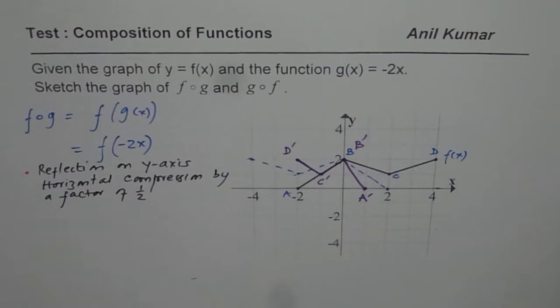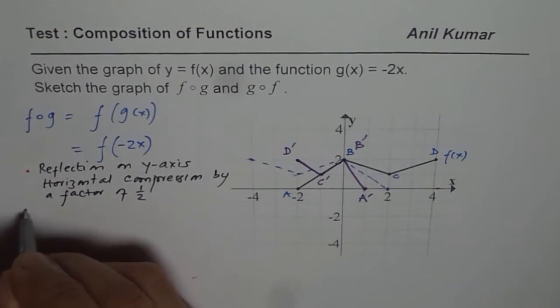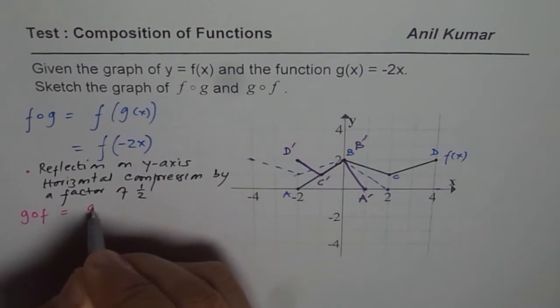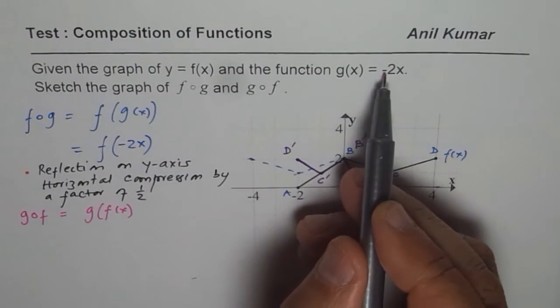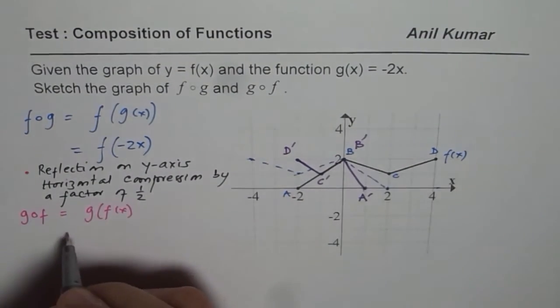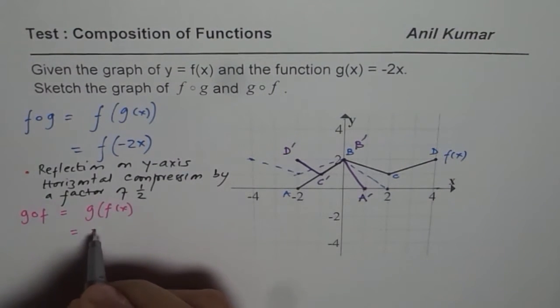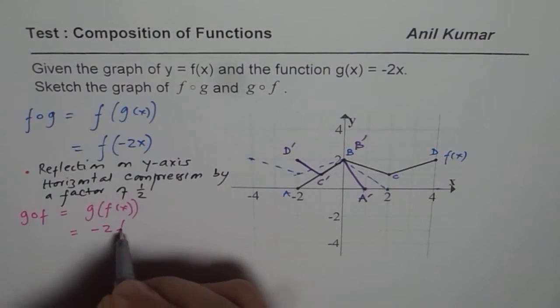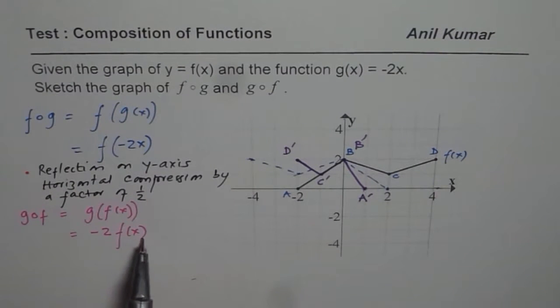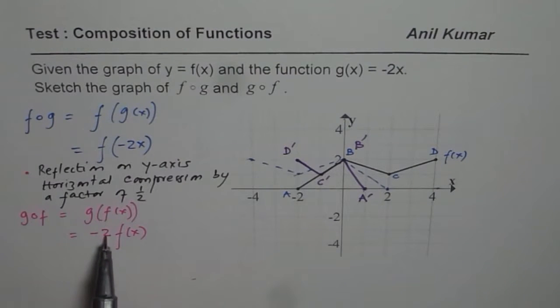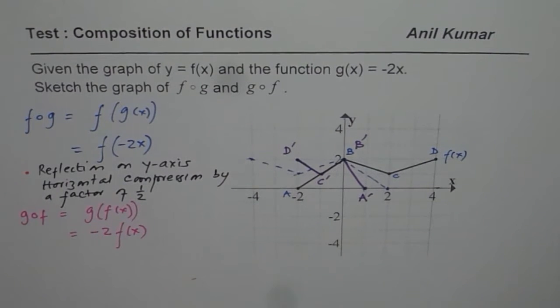Now let us see how to sketch the graph for g of f. Now g of f is equal to g of f of x. Now g is given to us as minus 2 times x. So what we get here is minus 2 times f of x. Now that means what? It means that the f of x function will be reflected on x-axis and vertically stretched. So the effect is vertical in this case. Do you see that? So here the effect is vertical.